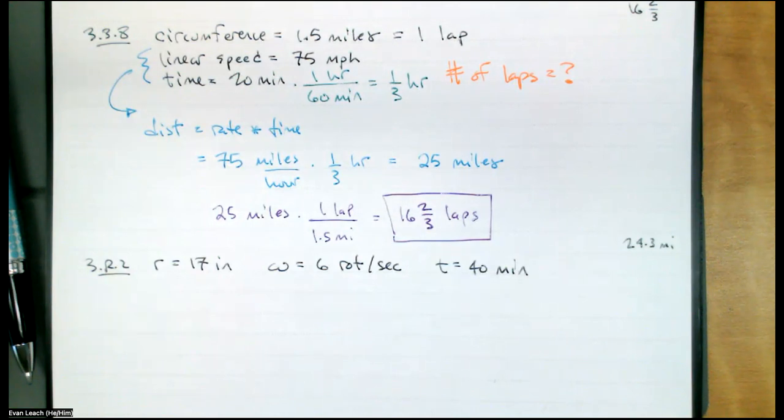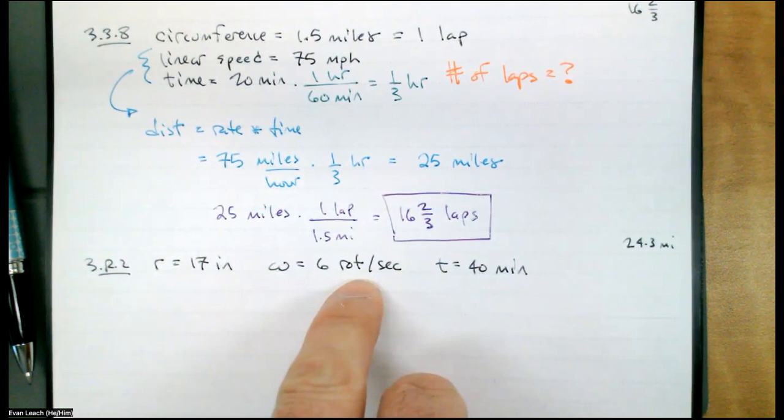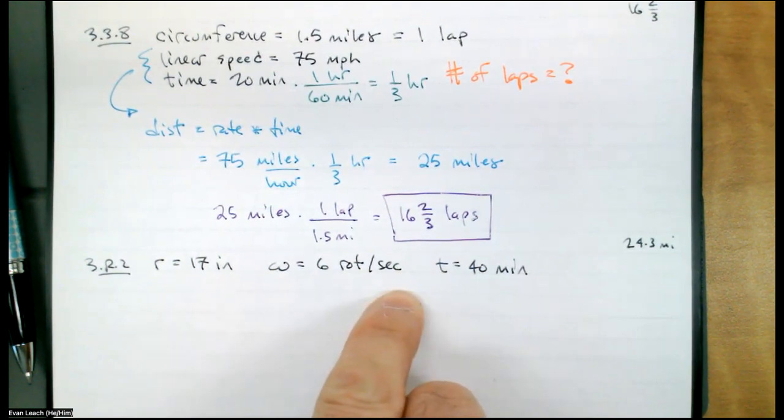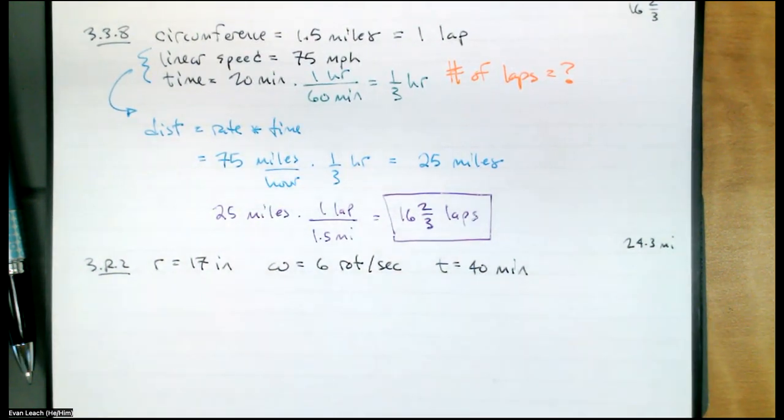We have a radius, we have an angular speed, we have an amount of time. So we can figure out how many radians we go through, and we can convert radians to linear distance with multiplication. But we've got some problems. Our angular speed is 6 rotations per second. We've got to figure out how many radians per second that is. So 6 rotations per second, how many radians per second is that?